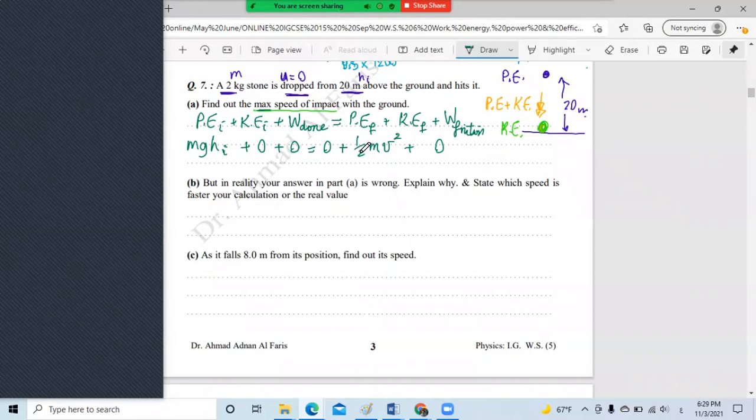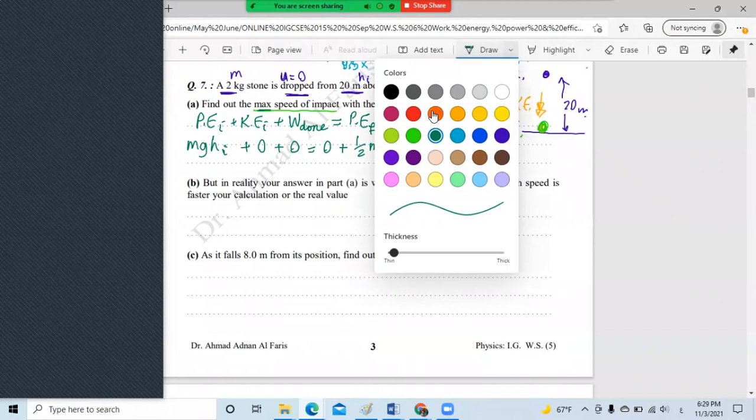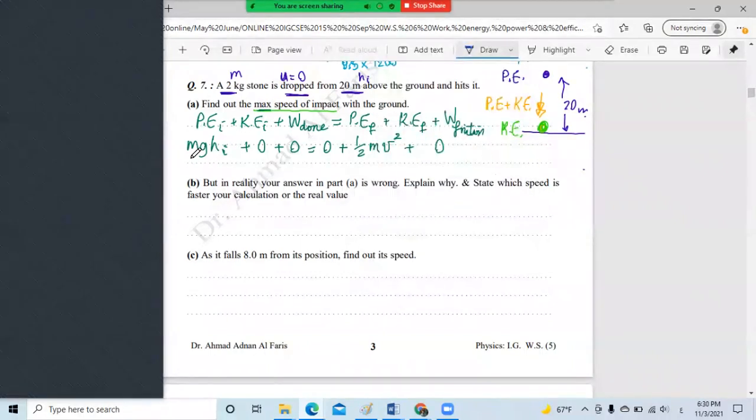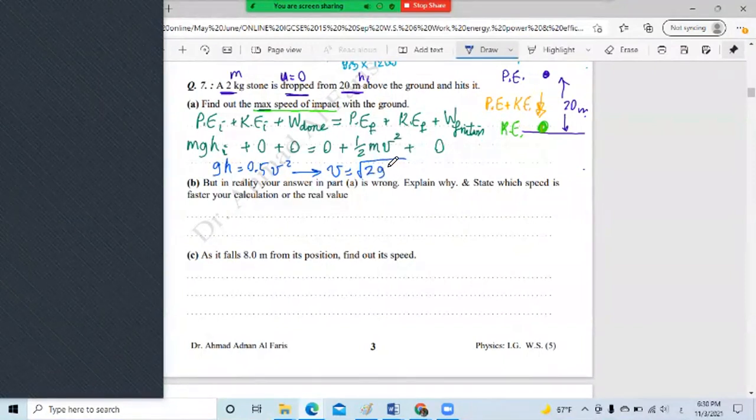That's what most teachers teach the students, and that's not exactly 100% correct. In this situation, it's correct. So let's continue putting values. What do we have here? The mass can be cancelled with the mass. So gh is equal to half what? V squared. That means v equals the square root of 2gh.